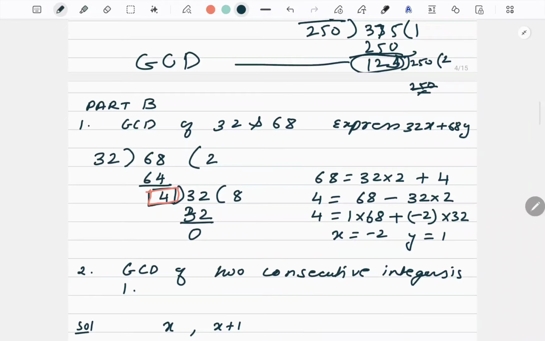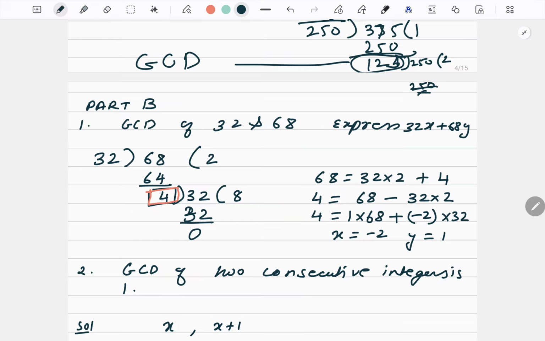The first question is the GCD of 32 and 68. Find the GCD of 32 and 68 and express it in the form of 32x plus 68y. So this is how we have to do it. 68 we can easily do. GCD will be 4. And then you can express it like this and get the value of x and y.